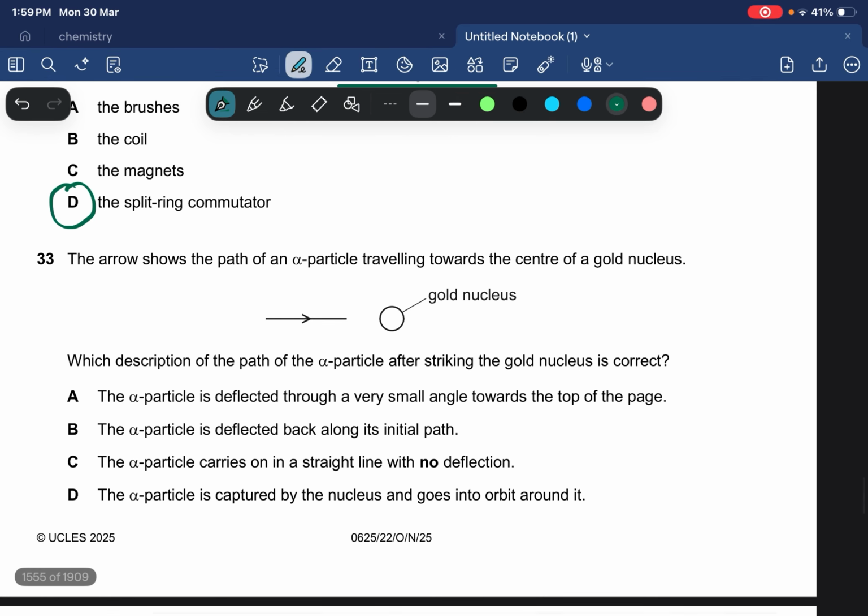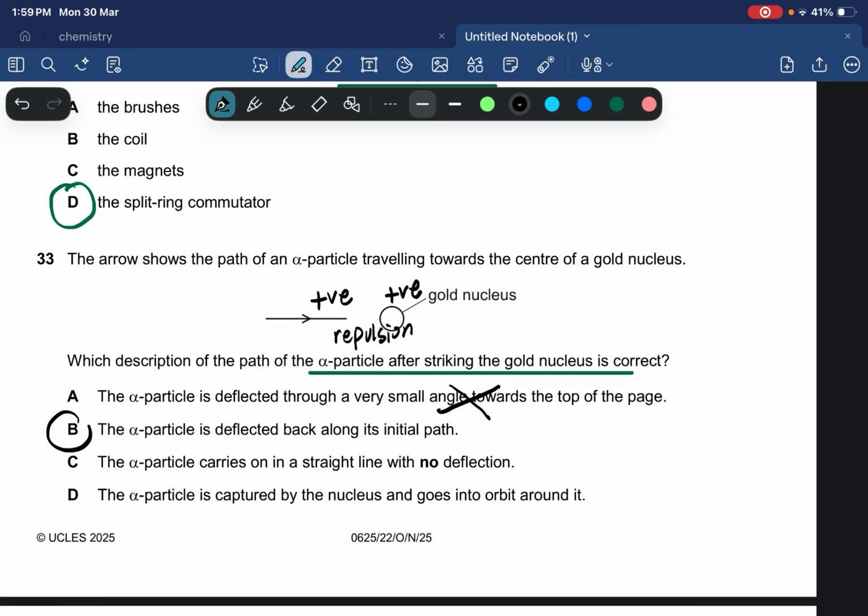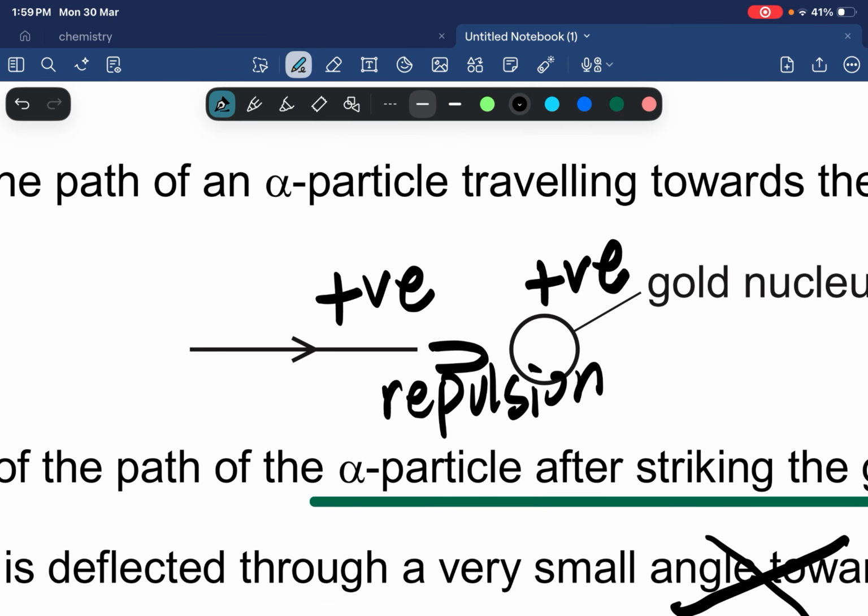Okay, the arrow shows the path of an alpha particle traveling towards the center of a gold nucleus. That is the gold nucleus alpha particle scattering experiment. You should know which description of the path of the alpha particle after striking the gold nucleus is correct. The alpha particle is positively charged and a gold nucleus is also positively charged, so there's going to be a force of repulsion between the two. The alpha particle is deflected through a very small angle towards the top? No. By a large angle, deflected back along its initial path? Yes, I think this is correct because there's going to be so much repulsion between the two that it's going to repel backwards along its initial path like this.